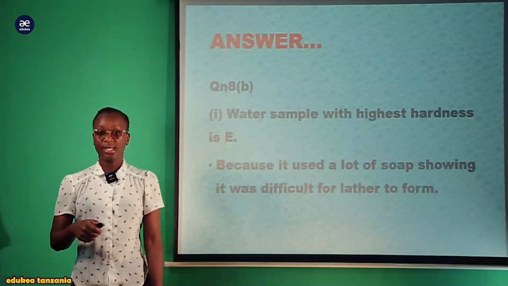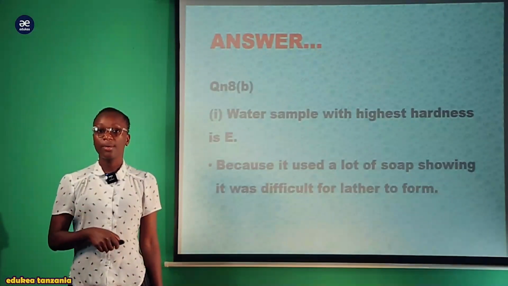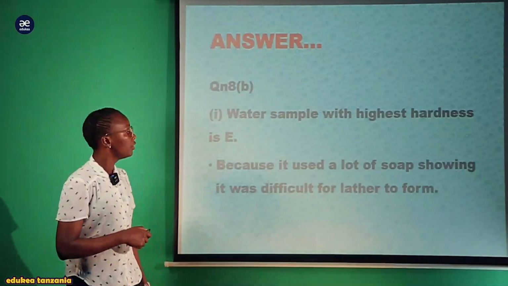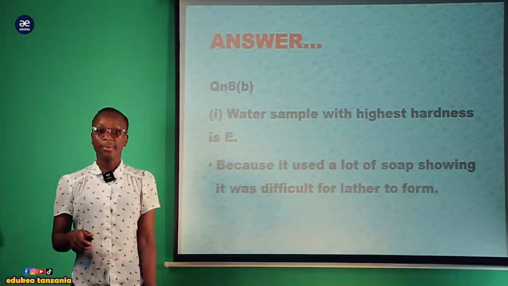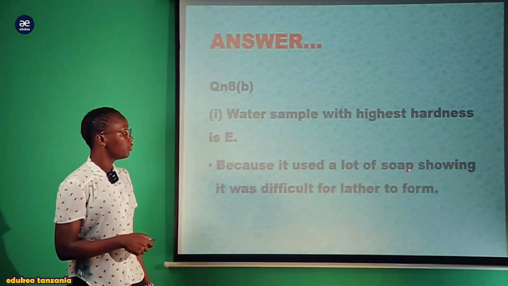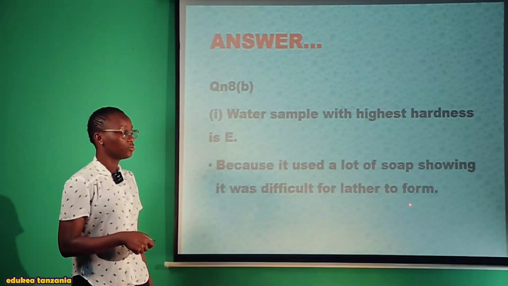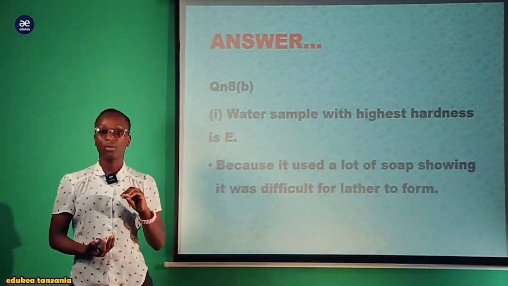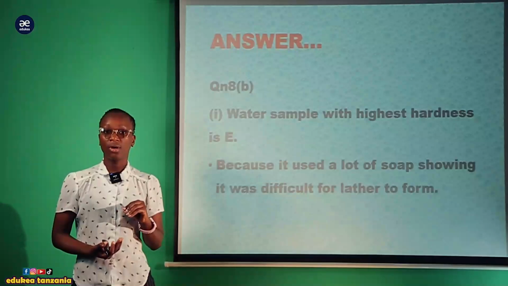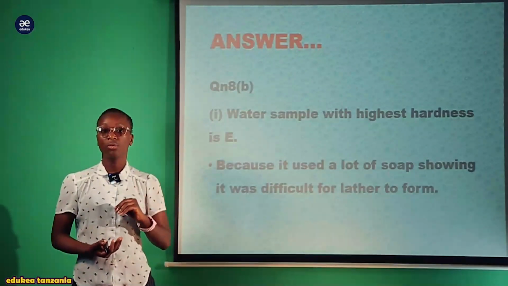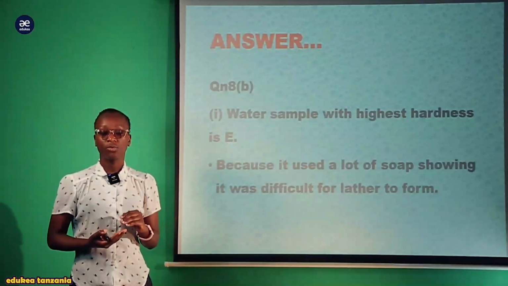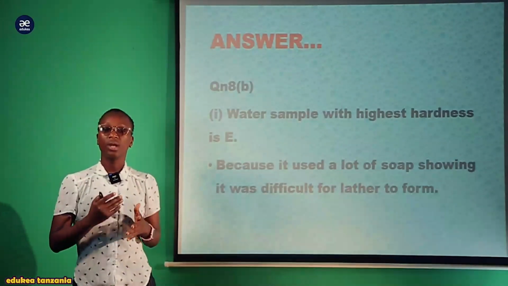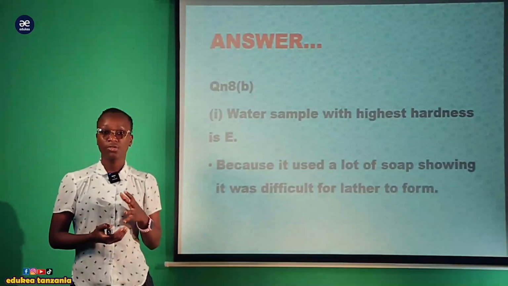Therefore in the data we were given, we are now able to identify the water sample which had the highest hardness, which is water sample E, simply because it used a lot of soap, showing it was difficult for lather to form. It used a large volume of soap. So soap was used in very large quantity, which indicates that it was very hard to form a lather. The foam was very hard to appear, because the water or the sample had a lot of salts. So a large amount of soap was used.